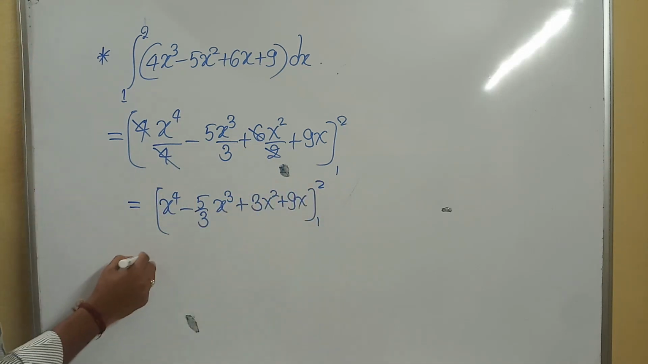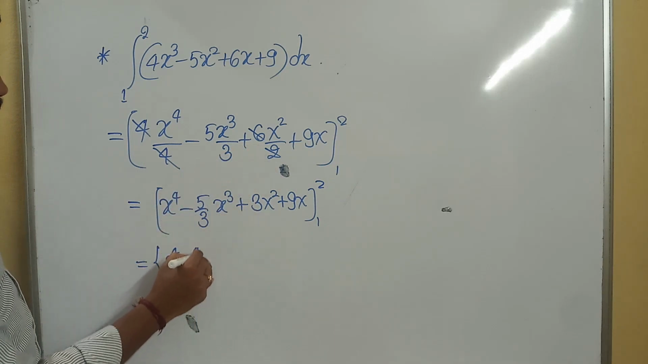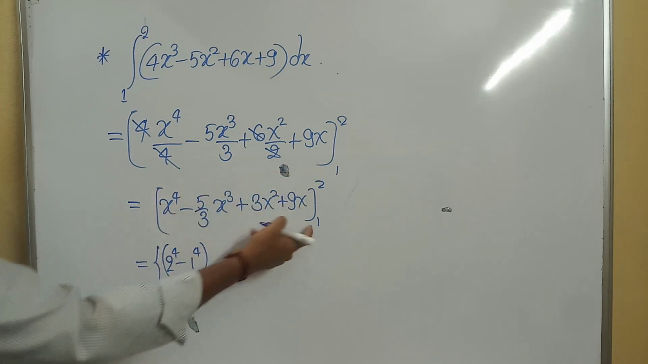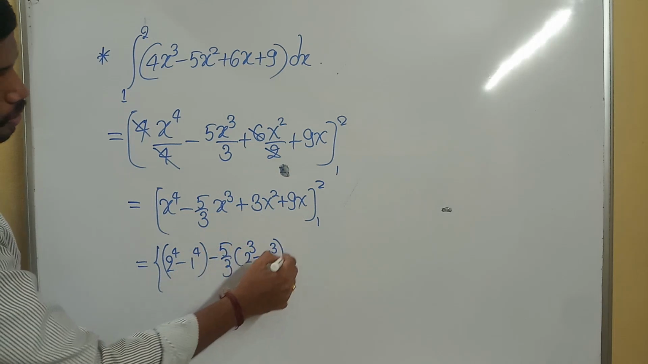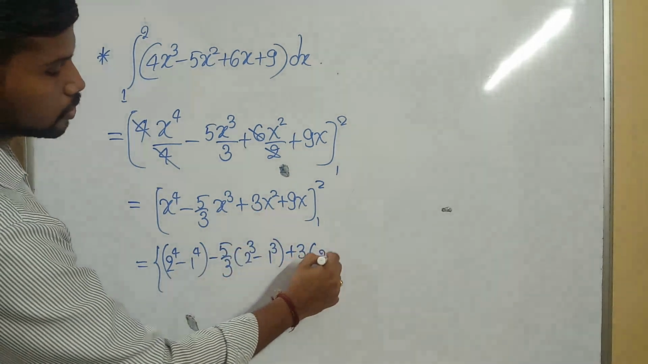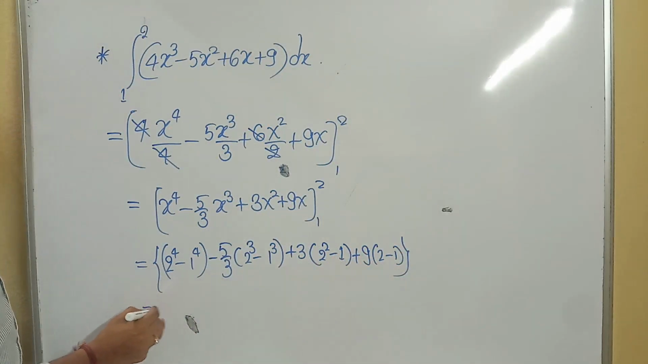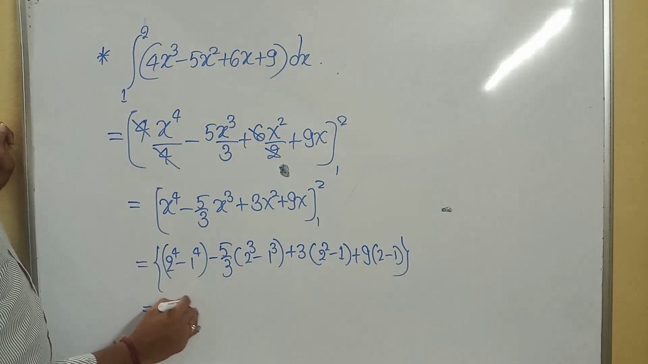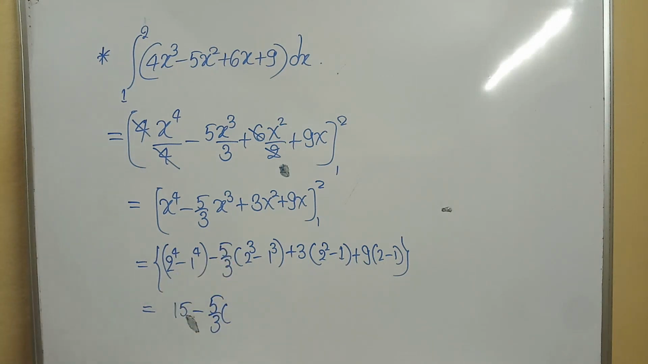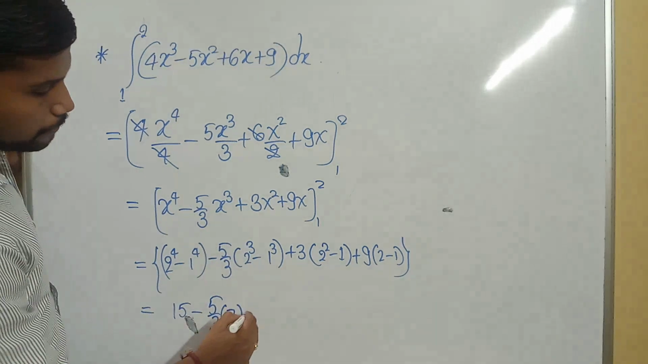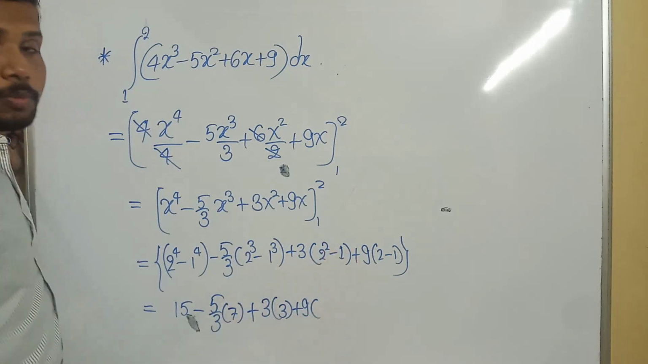Here I'd like to substitute the limit in the particular term, both upper and lower. It is 2 to the power 4 minus 1 to the power 4 for this term only. Upper as well as minus lower. 5 by 3. What is upper? 2 to the power 3 minus 1 to the power 3 plus 3. Upper limit means 2 square minus 1 plus 9. Upper limit minus lower limit. Got it? What is 2 to the power 4? 16 minus 1, it is 15 minus 5 by 3. What is the value of 2 to the power 3? 2 to the power 3 will be 8 minus 1, 7 plus 3 into 2 square will be 4, 4 minus 1, 3 plus 9 into 2 minus 1 will be 1.